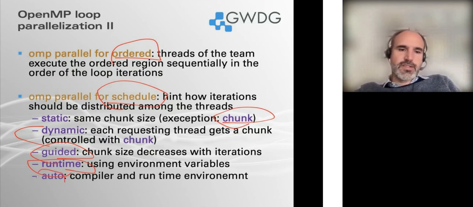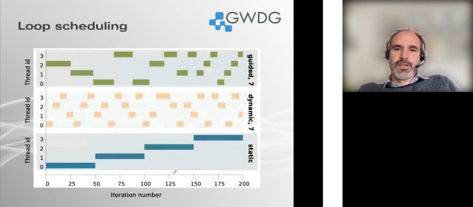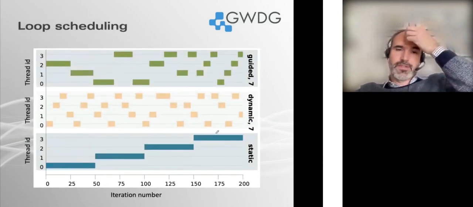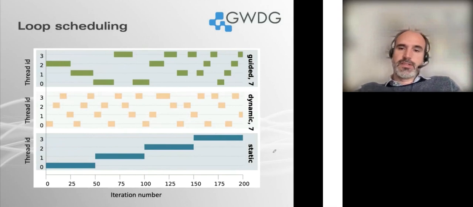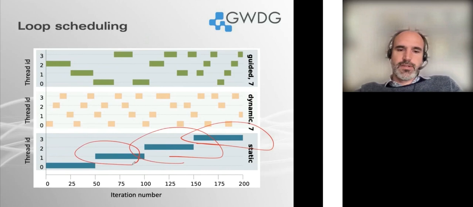And in the last part, the auto part, the compiler and the runtime take over the control over the distribution of the chunk sizes. Here again, the static part. Here's the chunk size. In the end, each thread will get the same size of iterations. In the guided part, you start with the large chunk size, and it becomes smaller towards the end.